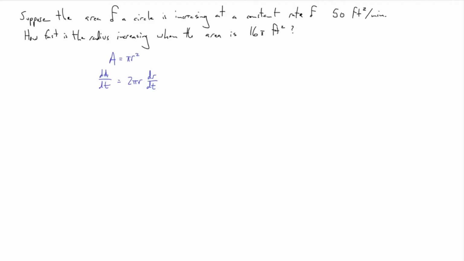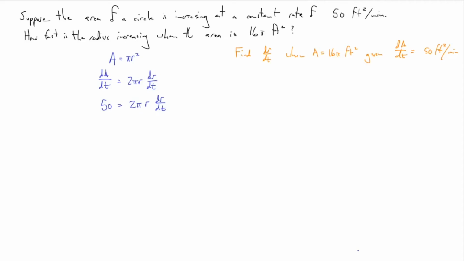You once again have to start with the area is pi r squared, take the derivative of both sides with respect to time to get that dA/dt is 2 pi r dr/dt, where the derivative on the right comes from applying the chain rule. Based on what the problem says, we are trying to find dr/dt when the area A is equal to 16 pi square feet, and we're given that dA/dt is 50 square feet per minute. And so we can plug in our value for dA/dt, it's equal to 50, but the problem is we don't have a value for r.